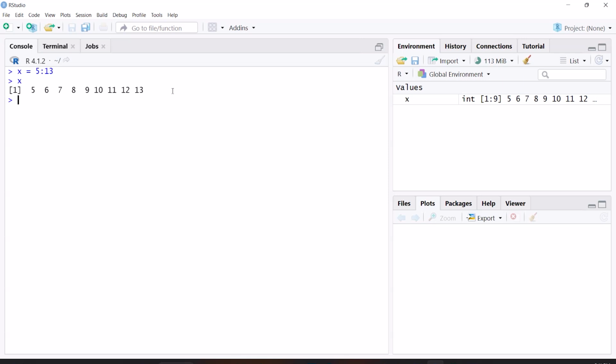Now if you notice, it has also included the last value in the range. This means that this operator uses less than or equal to, not less than. So that's why the last value is also included in it.